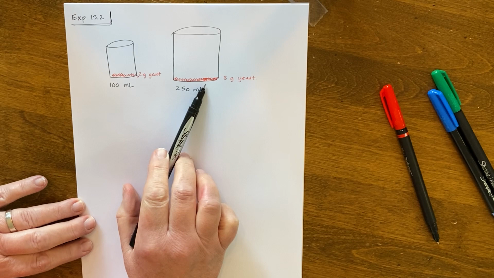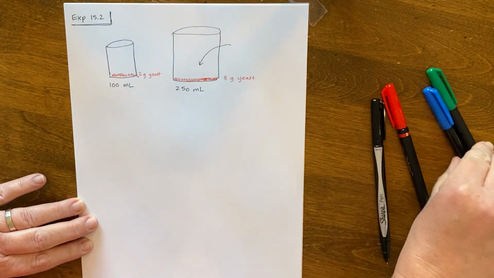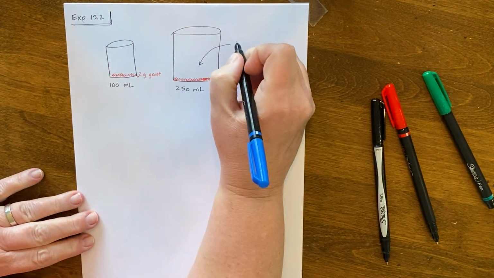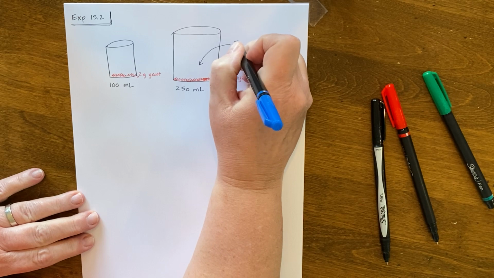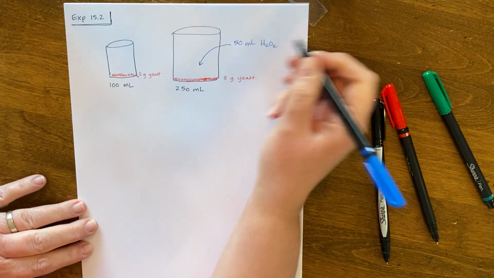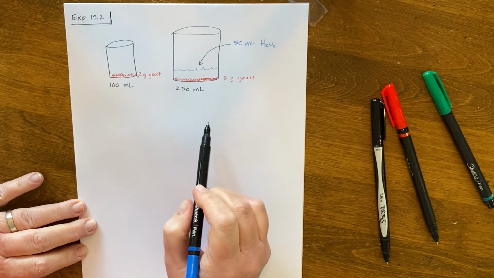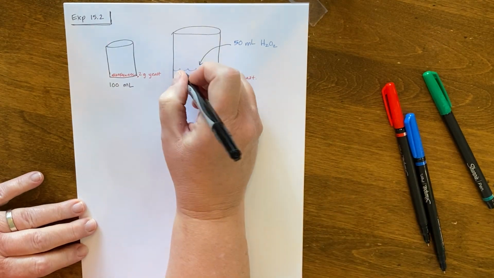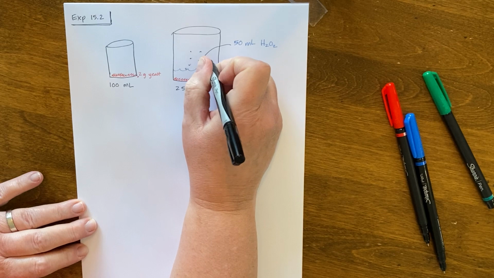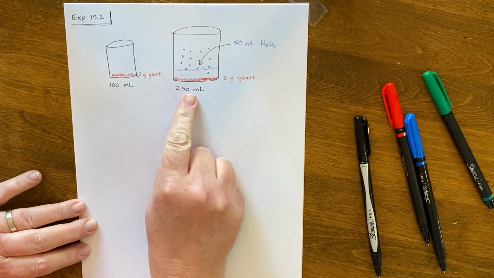To my larger beaker, I'm going to add in 50 ml of hydrogen peroxide, okay? And when I do that, what I'm going to see is a bunch of bubbles forming, okay? So bubbles forming, we would see that all over if I did that.